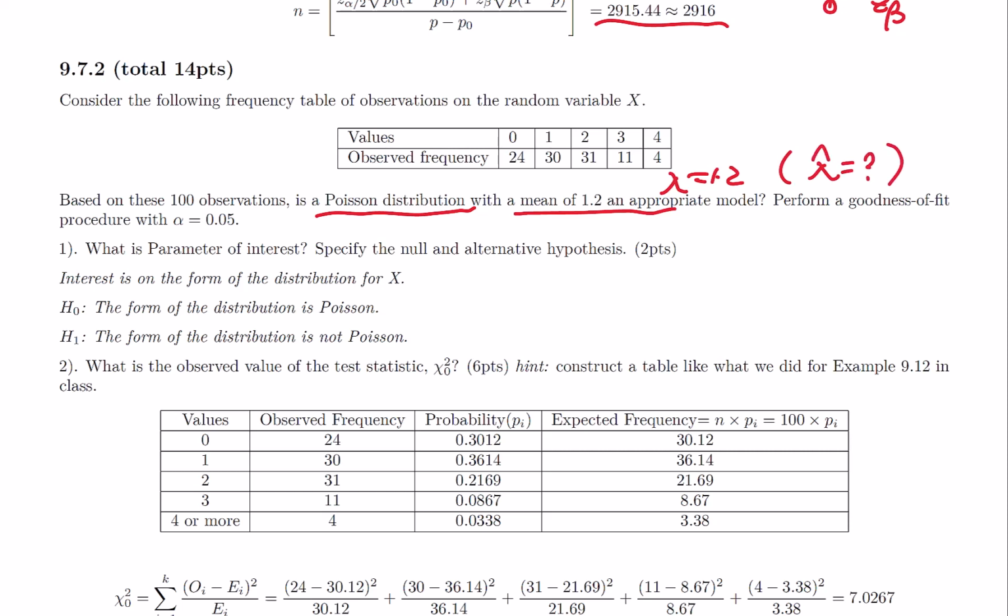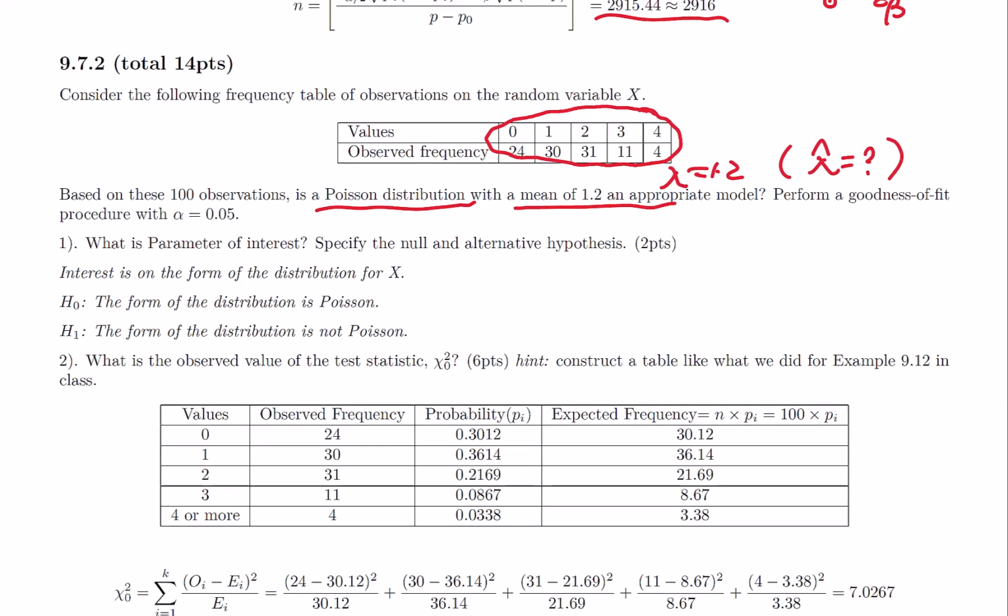What does it mean? If 1.2 is not given, then you have to estimate. About how to estimate, please refer to the notes, okay? Based on the observations, we're going to estimate the lambda hat. Here we don't need to because we already specified it as 1.2.